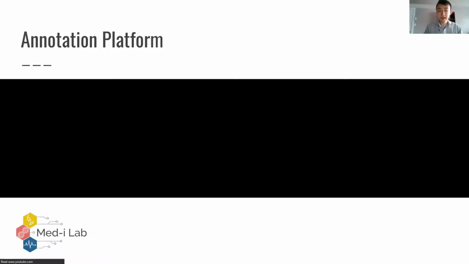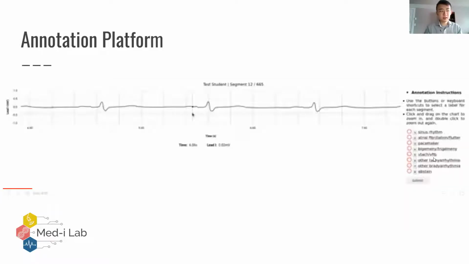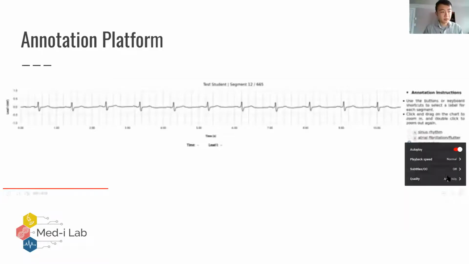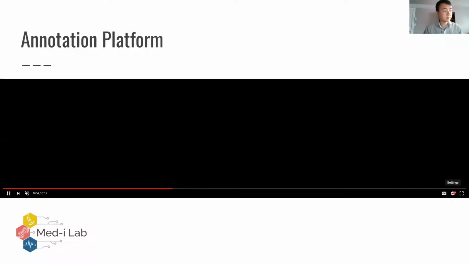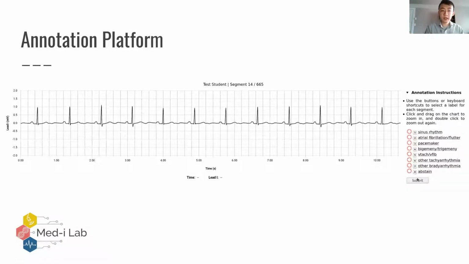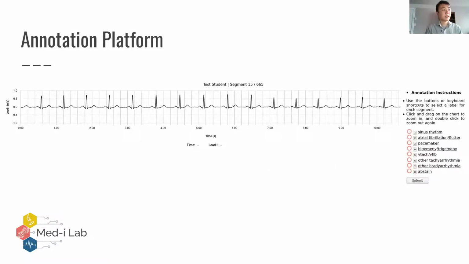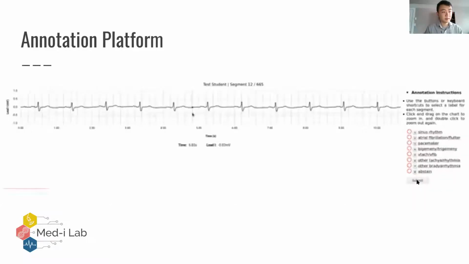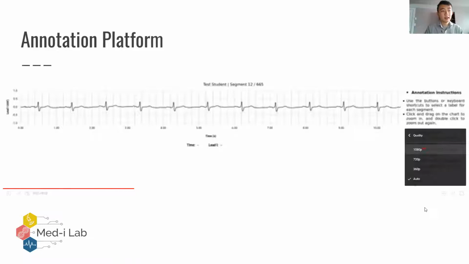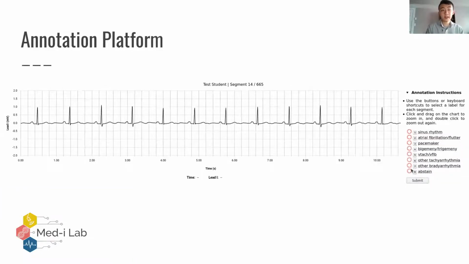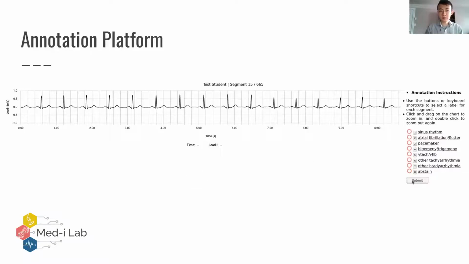From there, for the actual annotation, because we still do need human intervention, we developed a web application where annotators can log in. They can go through a collection of all the segments we've collected, and they can choose from a set of 8 classes that we determined are things we're interested in.